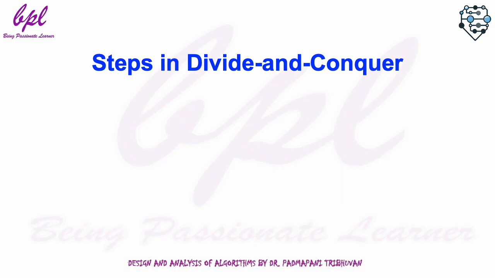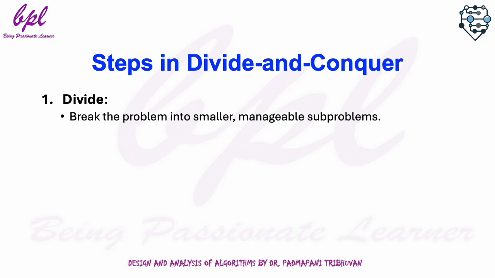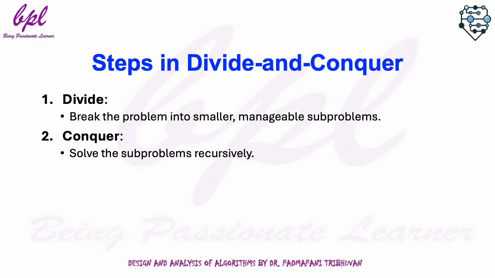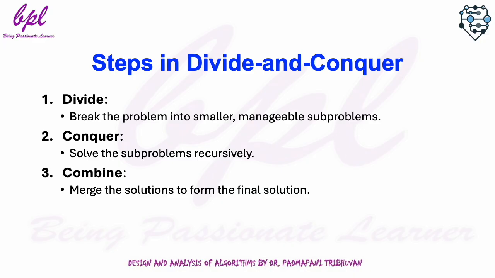Let's now discuss what the steps in divide and conquer are. Divide and conquer typically involves three steps: divide, conquer, and combine. First, we break down the problem into smaller subproblems. Next, we solve these subproblems, often using recursion. And finally, we merge the results from the subproblems to form the solution to the original problem.